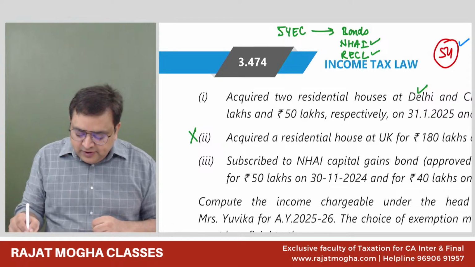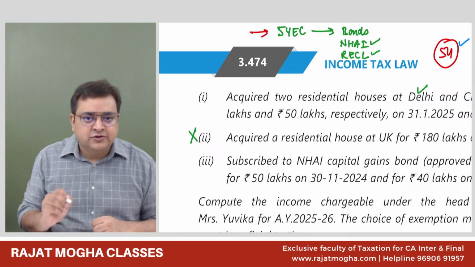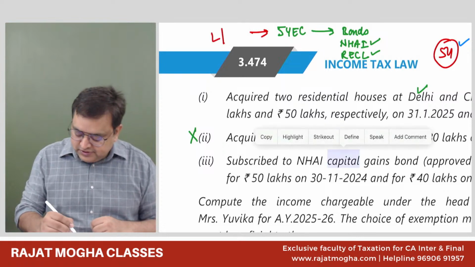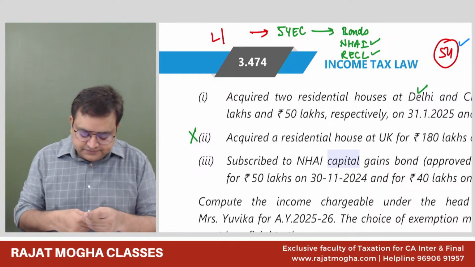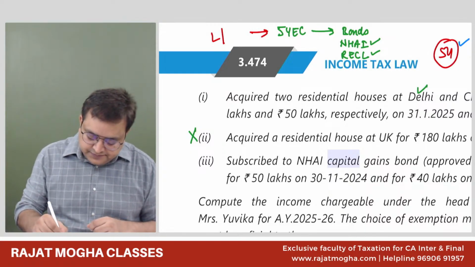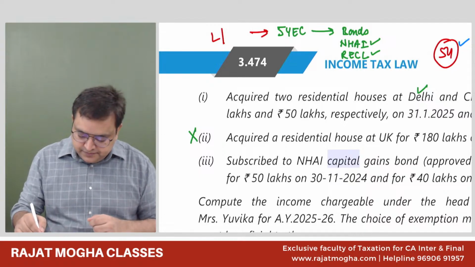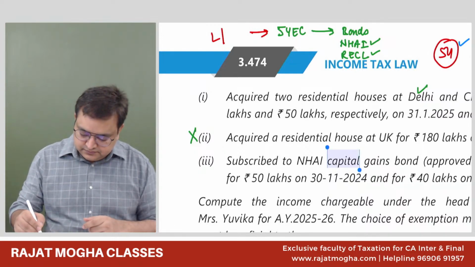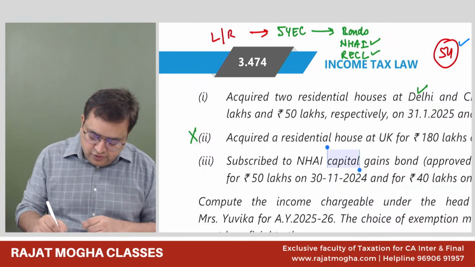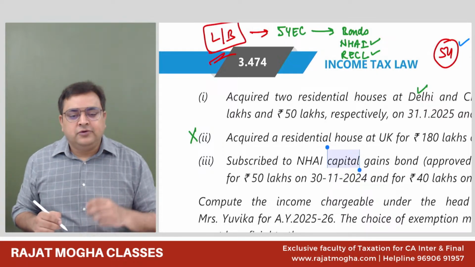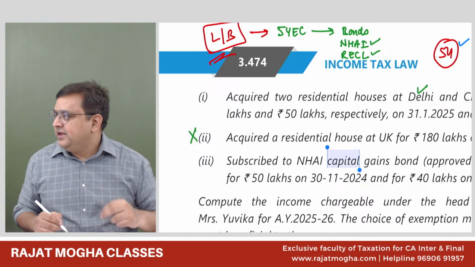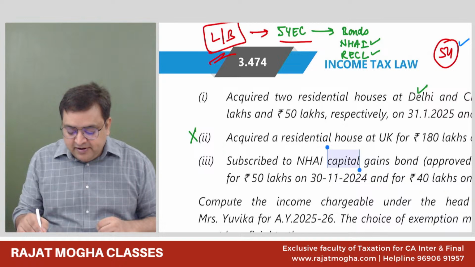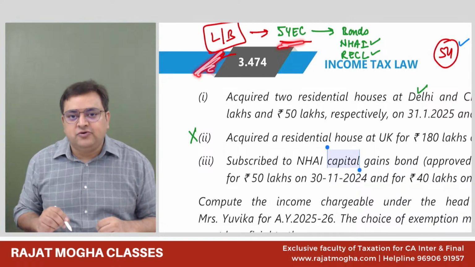Now, in 54EC, what is the asset which you have transferred? It should be only land, or building, or both. That's it, nothing else. Land or building or both, right? So if you are selling your land or building or both, then only you can take the exemption of 54EC. But if you are selling any other asset, 54EC is not there.